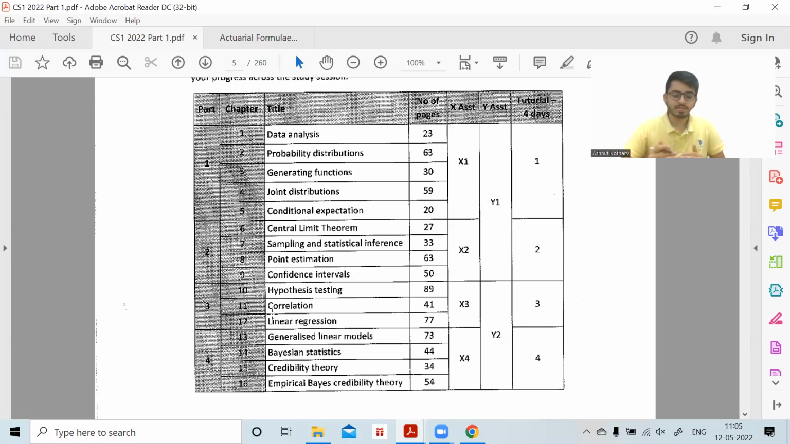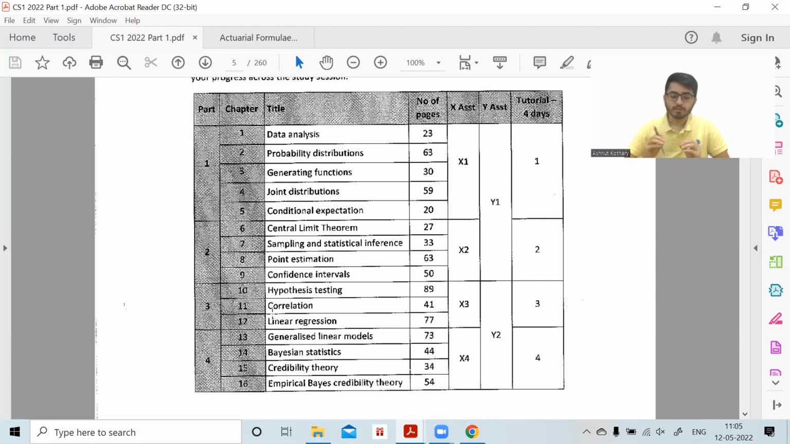In CS1, all these chapters are almost related to each other. If we start with probability distributions, the concept of this would be required in generating functions. Similarly, the concept of probability distributions would also be required in joint distributions. The concept of joint distributions would be required in conditional expectations and so on. So it is important that those who are attending the live classes, be it offline or online, stay at par with the class. Otherwise, in case you're not at par, you could be in a little bit of difficulty, since you might not be able to follow things.